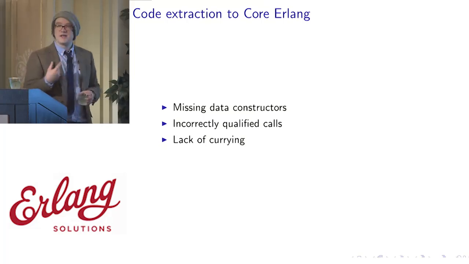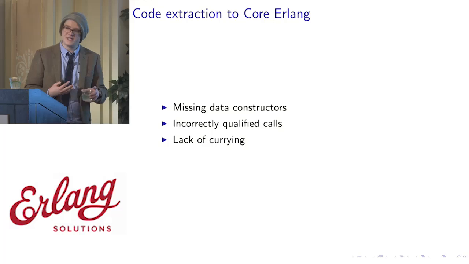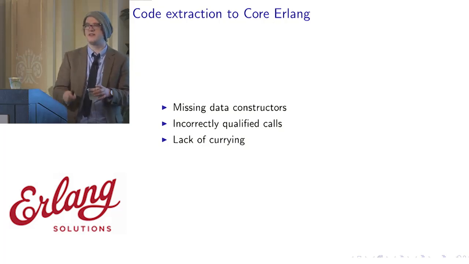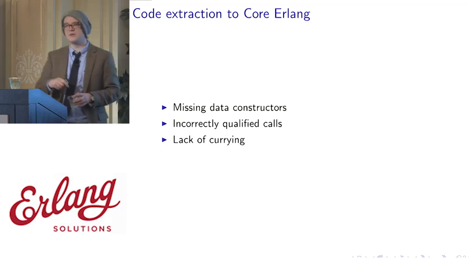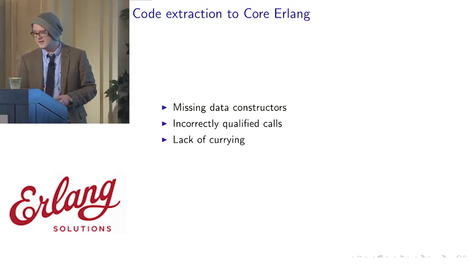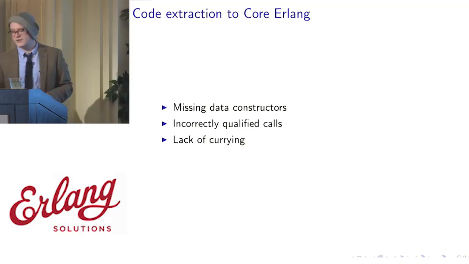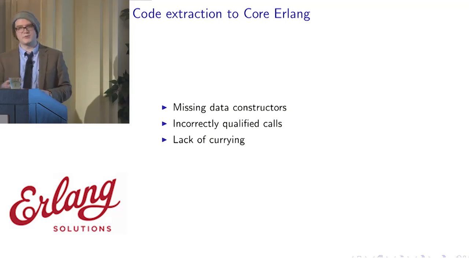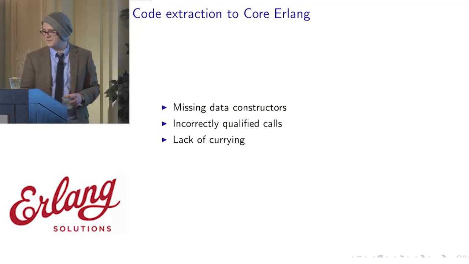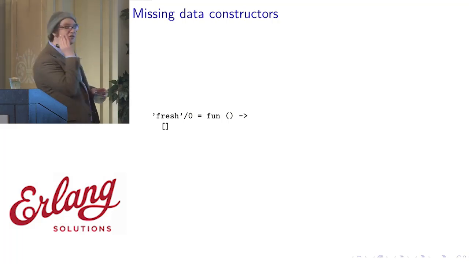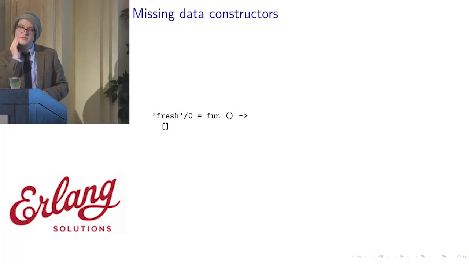We also deal with incorrectly qualified calls. Because of this module nesting, and everything wants to be an intermodule call, sometimes calls get misqualified with an additional namespace. So we also need a procedure to go through and prune out the namespaces that are redundant. And again, lack of currying, which we briefly talked about and will see an example of in two slides. Lack of currying proves a problem with any function that you want to partially apply. So here's the missing data constructor for fresh that didn't get exported because it was the nil type.